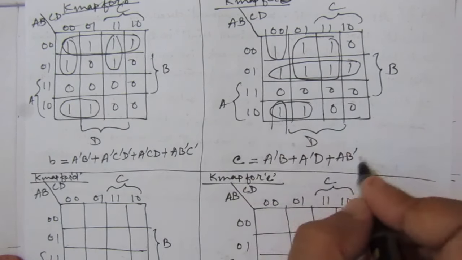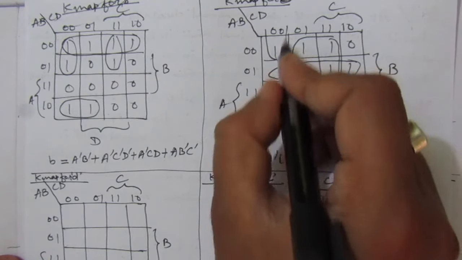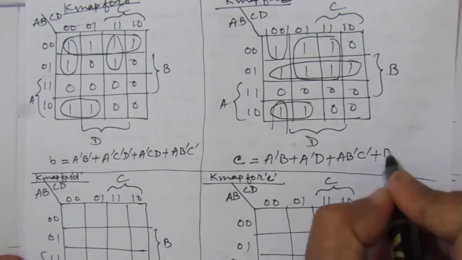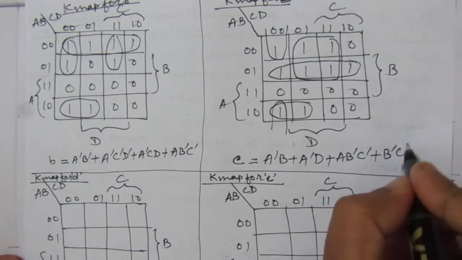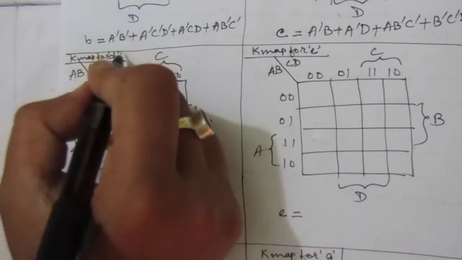from this term we'll get A B bar, then from this side we'll get C bar, plus from this term we'll get B bar C bar D bar. Okay, so this is the expression for the segment small c. Now let us go for the expression for small d.